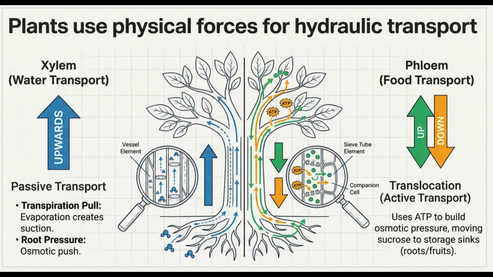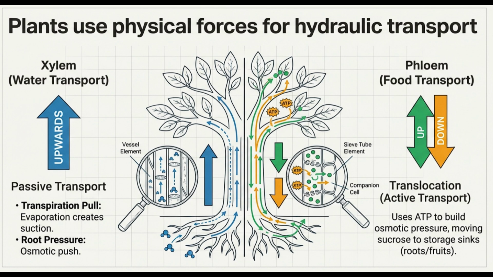Finally, let's look at how plants move water and food around. Plants also have their own transport system, but they do it a little differently. In plants, xylem vessels carry water and minerals from the roots to the leaves. This happens through passive transport, mainly driven by transpiration.